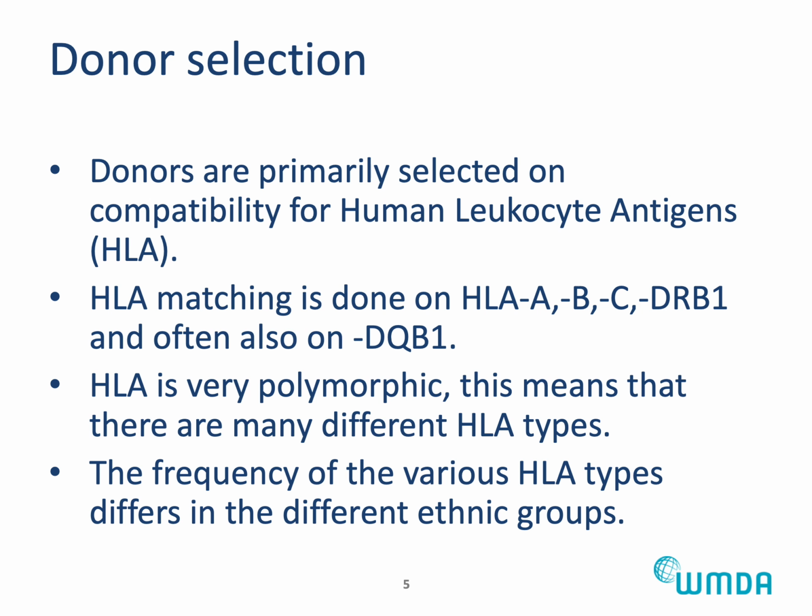Donors are primarily selected on compatibility for human leukocyte antigens, the so-called HLA. HLA matching is done on HLA-A, B, C, DRB1, and often also on DQB1. Now, HLA is very polymorphic. This means that there are many different HLA types. And the frequency of the various HLA types differ in the different ethnic groups.